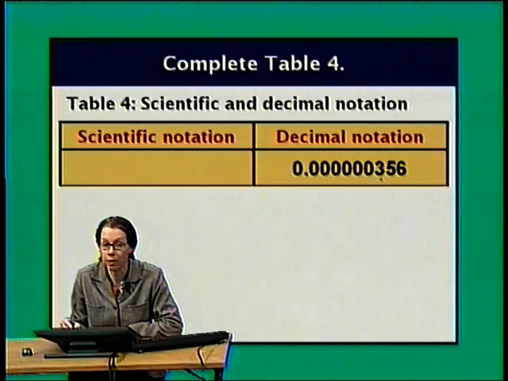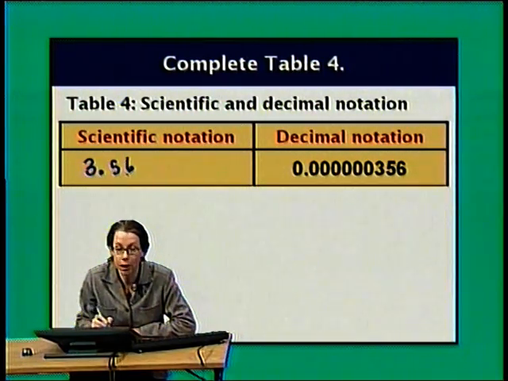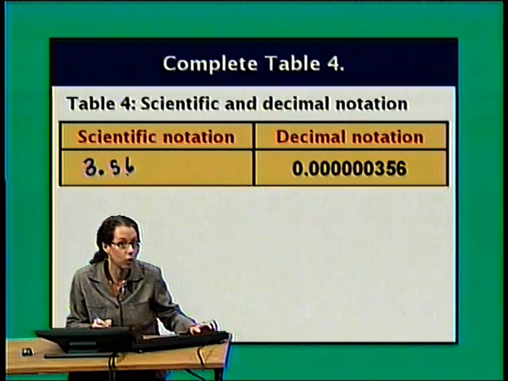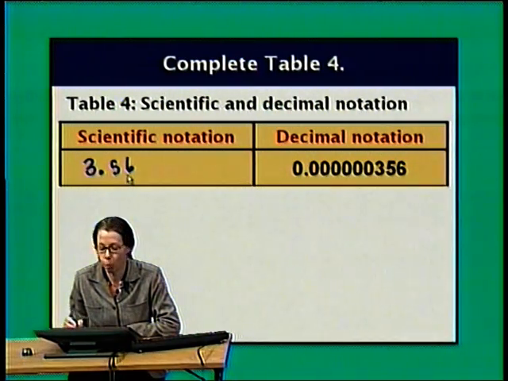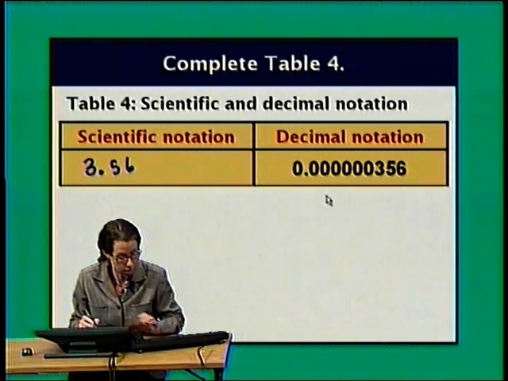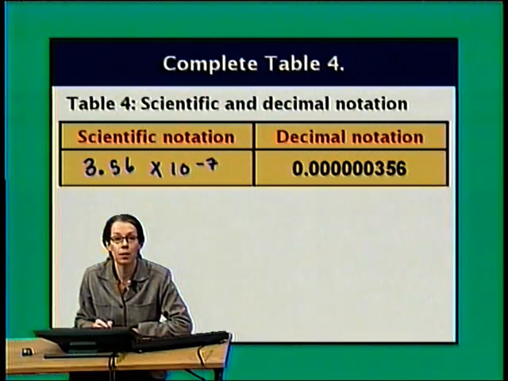So I'm going to focus on these digits 3, 5, 6. These digits will become the mantissa in scientific notation. And I'll need to put the decimal point between the 3 and the 5 in order to get a number between 1 and 10. Now I just have to do some counting. If I go from 3.56, but I want this number that was given in decimal notation, I'm going to have to move the decimal point 1, 2, 3, 4, 5, 6, 7 units to the left. So I'm going to multiply 3.56 times 10 to the negative 7.